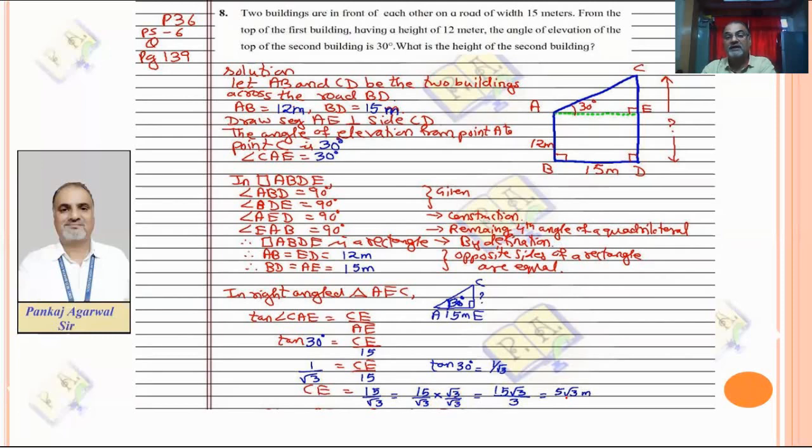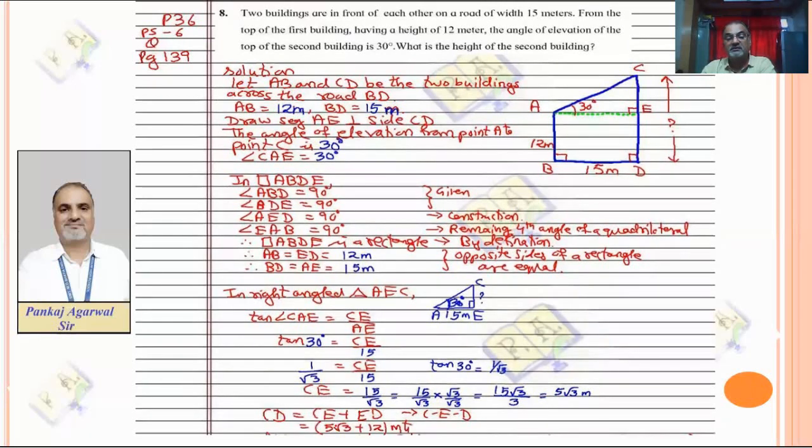Now, we want the height of the second building CD, which is CE plus ED, as C dash, E dash D. After calculation, we'll get 5 root 3 plus 12 meters. Finally, the height of the second building is 12 plus 5 root 3 meters.